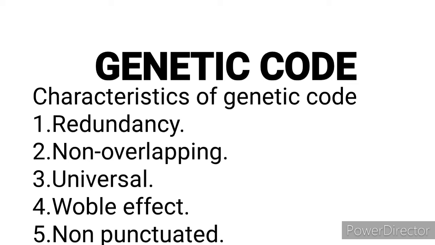Characteristic number five is that the genetic code has no punctuation, that is, it's commaless. As you can see, the term is non-overlapping, which indicates that there is no sharing between consecutive codons. There is no sharing of base pairs within the codons.